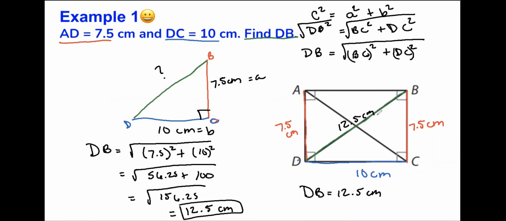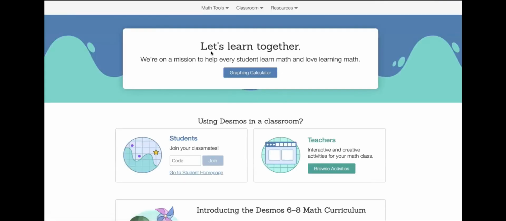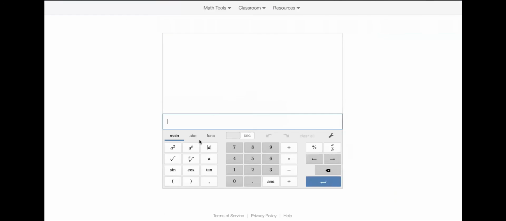All right. So a little hint, guys, when you are doing your homework, I do suggest you use the Desmos scientific calculator. You can access it at desmos.com. Let me clear my screen very quickly, and I can bring it back. Just give me a second. If you go to desmos.com, Math Tools, Scientific Calculator, it automatically prompts the scientific calculator where you have your square roots, your parentheses, your squares, all that good stuff that you need.